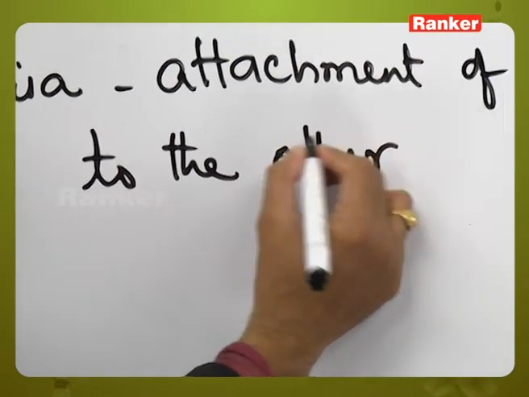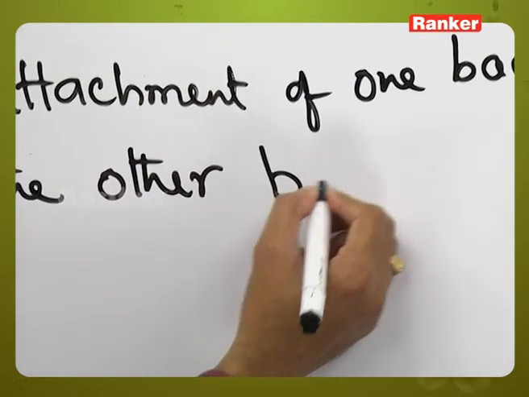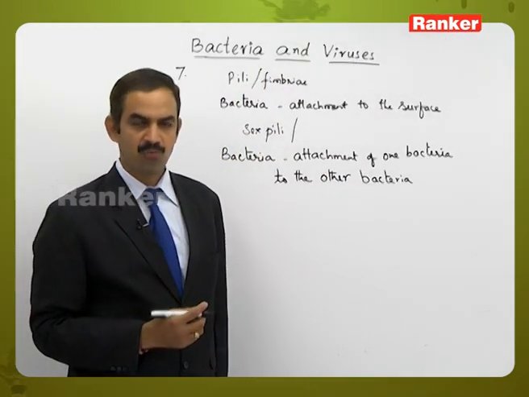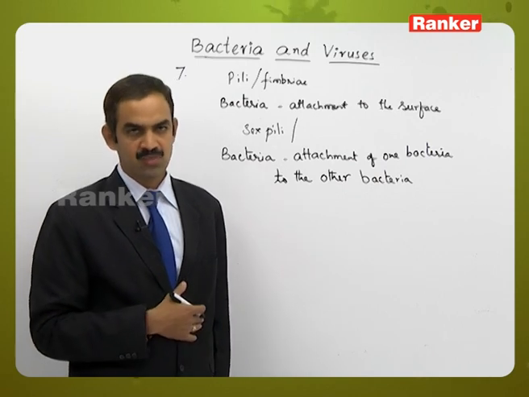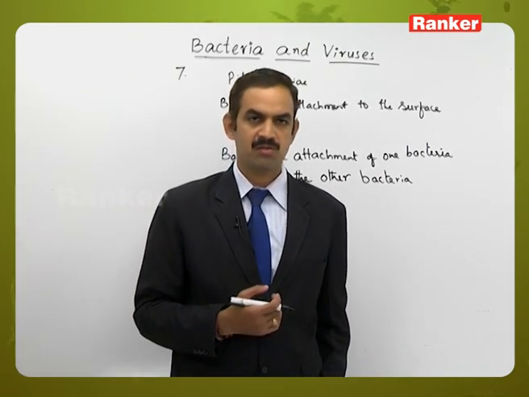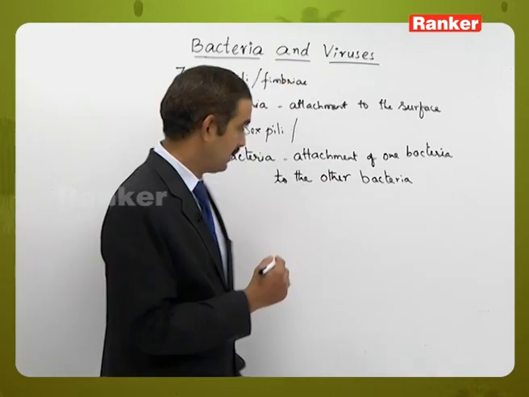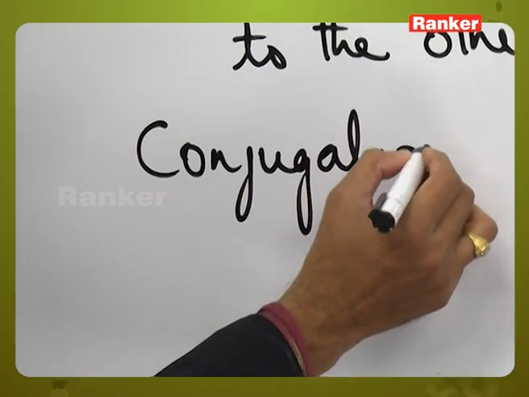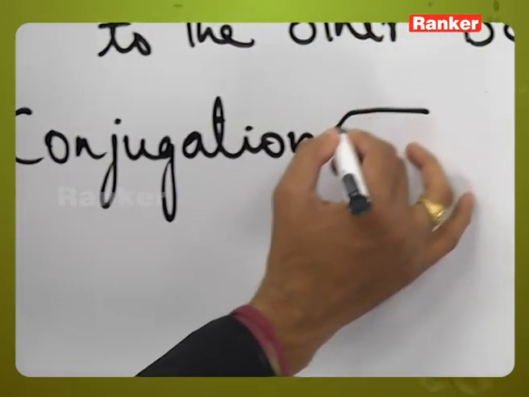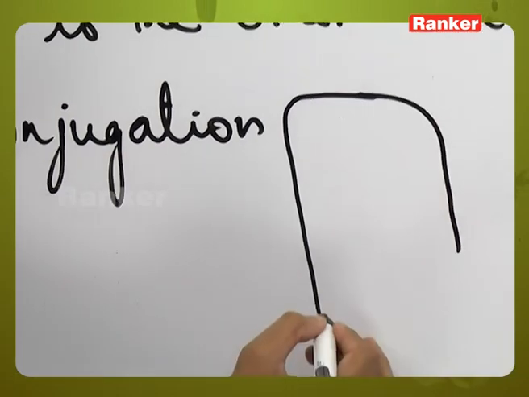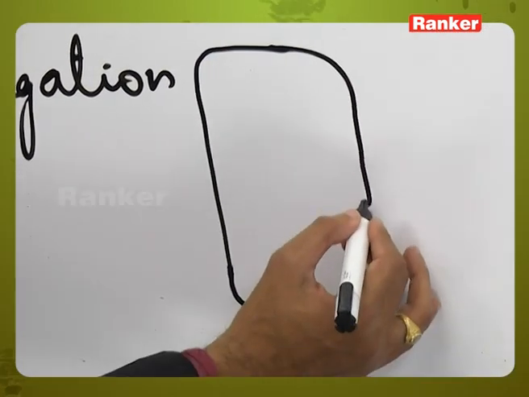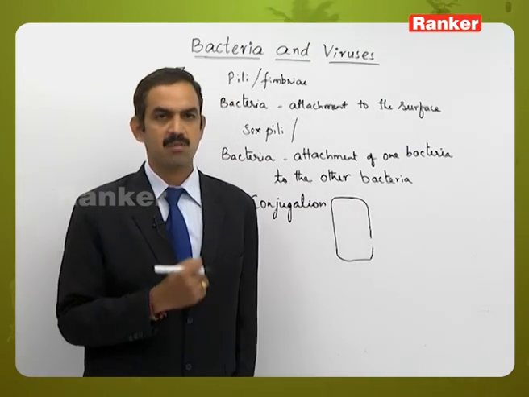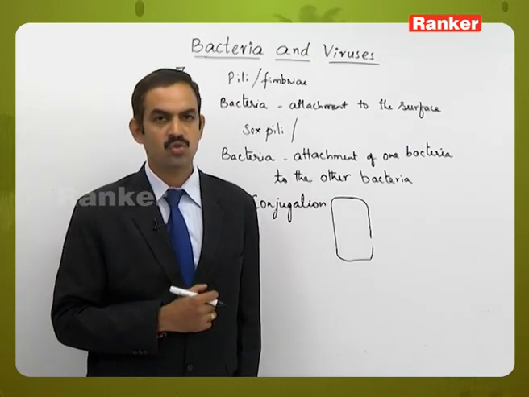So what is the purpose of attachment of one bacterium to another? Actually, here the bacteria will perform three types of genetic transfers. Those are called transformation, transduction and conjugation. During the third one, the conjugation process, consider one bacterium is present. The two bacteria participating in the conjugation are called conjugants.